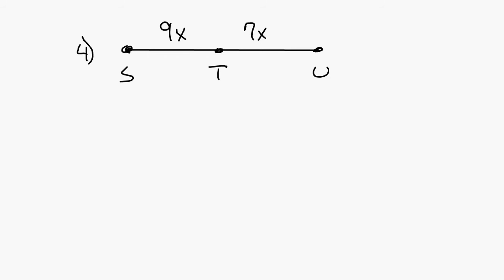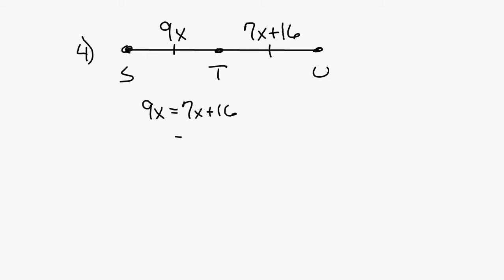Number 4, T is the midpoint of SU. So you got this segment, SU, and point T is in the middle. What are ST, TU, and SU? Well, you're told that this segment's 9x, and this segment is 7x plus 16. If T is the midpoint, then ST is congruent to TU. So your 9x is equal to your 7x plus 16.